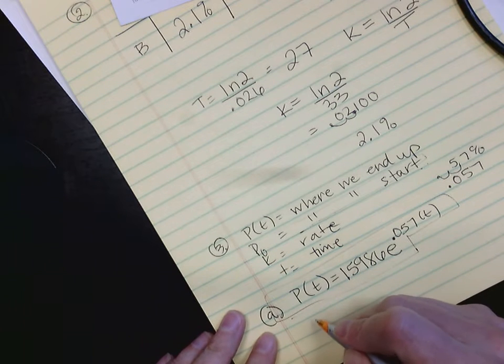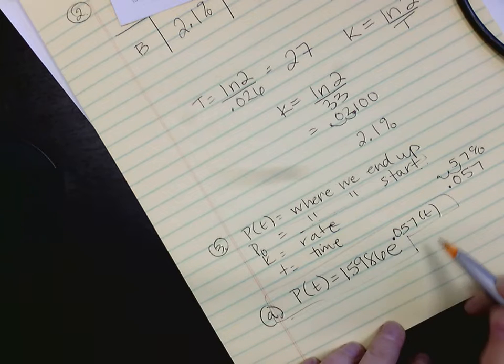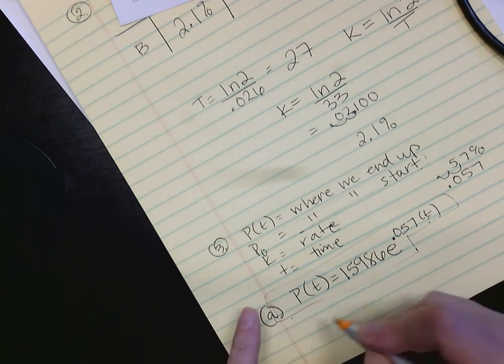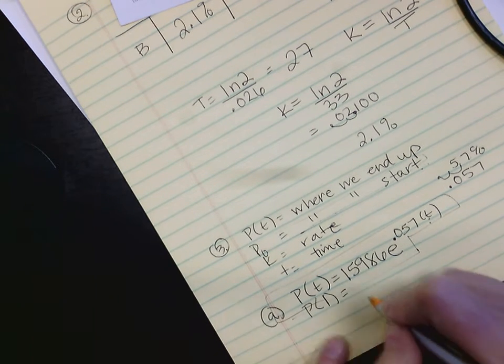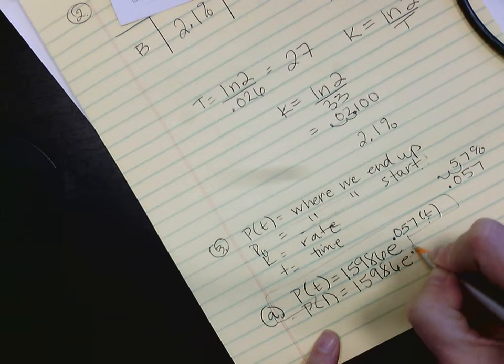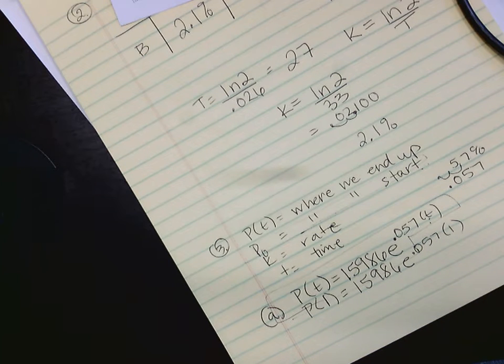The next thing it wants to know for the first part of the second part of the question, the balance after 1 year. So I do know the time now. So if I know time, I can replace the t. So if I replace the t, I'll have p of 1. So I have 15,986 e to the 0.057 times 1. And then just punch this in your calculator.